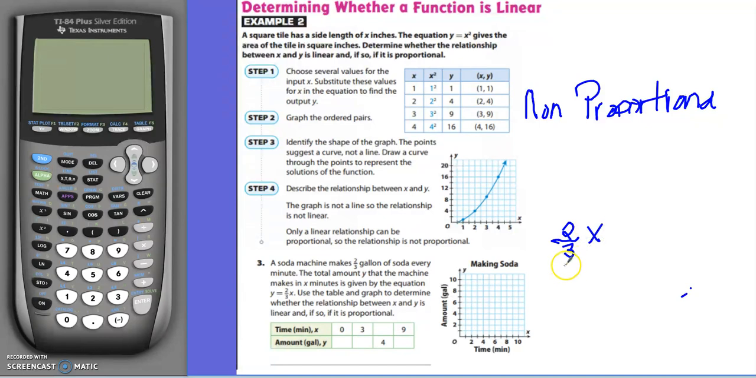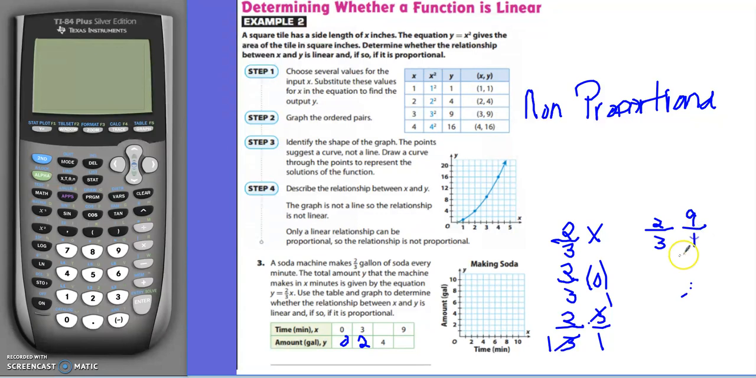If you want, you can do a substitution with that too. So 2/3 times 0 is 0. 2/3 times 3, this can cancel out. You get 2. You can do 2/3 times 9. This cancels. You're left with 6.